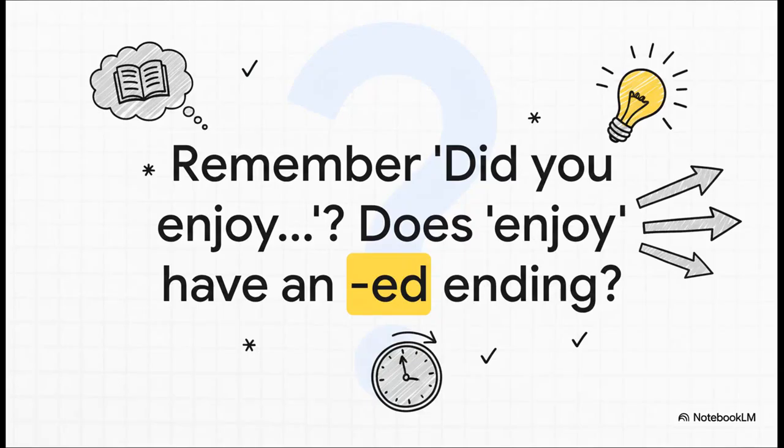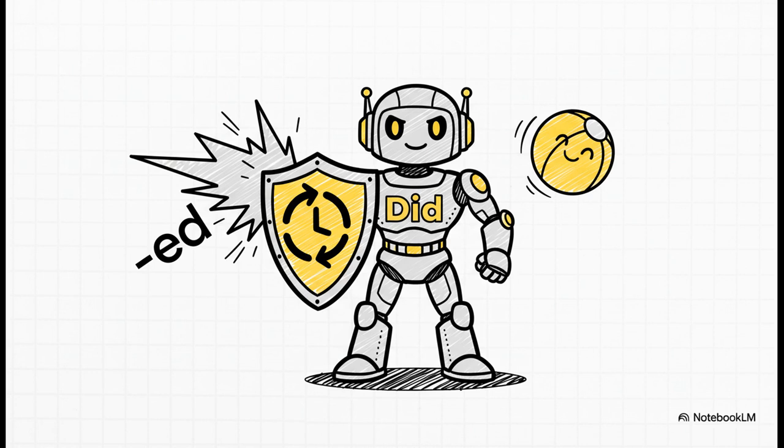Okay, let's jump back to our little conversation for a sec. Remember the question, did you enjoy the book? Look really close at the verb enjoy. Is there an ed on the end of it in this question? Exactly. It doesn't. And that's because the word did already tells us we're talking about the past, so the main verb can just relax and stay in its original base form. The same thing happens in negative sentences with didn't.